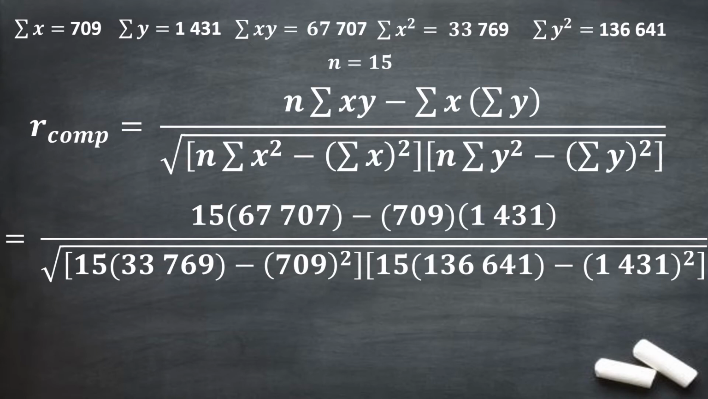I discourage you po to directly solve this in your calculator because of the amount of numbers that we have, and I'm not really sure if your calculators can, like, you can input everything in your calculator. So I highly suggest you compute for the numerator first, and then you simplify the denominator, and then you divide the numerator by the denominator, and then that's the time you can compute for the R computed.